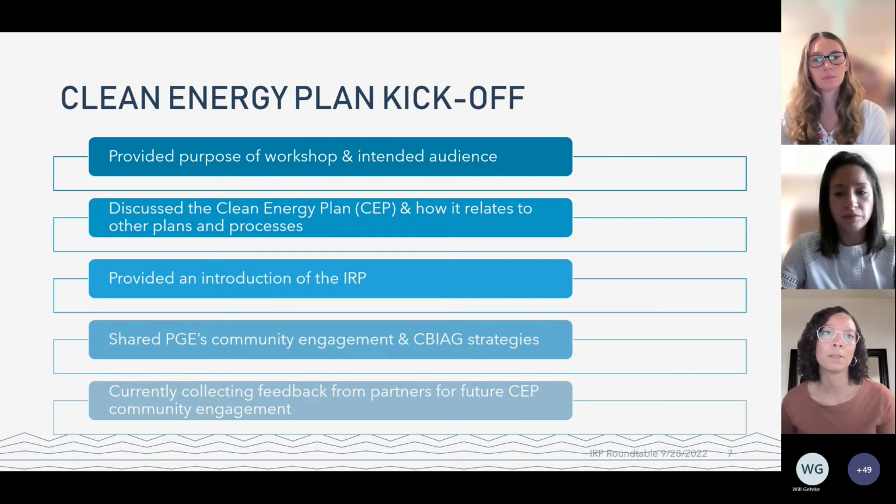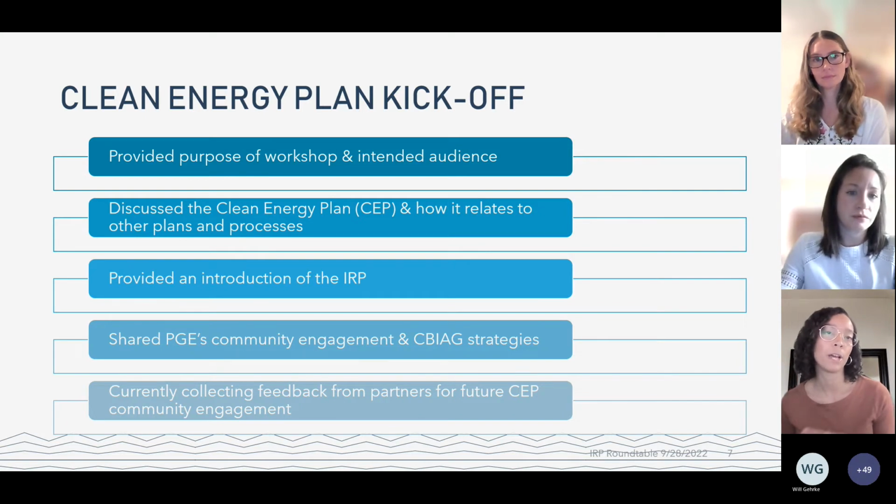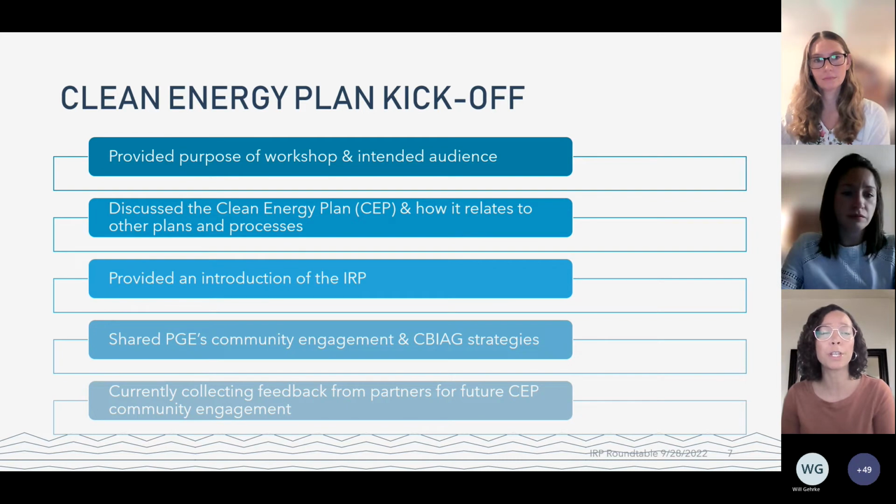Also, what we talked about is how the CEP relates to the IRP, which you folks are familiar with, and the DSP. They're all kind of connected, but like I said, the Clean Energy Plan is new for us. Then Tomas, who you all are probably familiar with, provided a brief overview of the IRP to this audience who may not be familiar with the work of the IRP. We just wanted to, once again, level set and connect the dots of how the IRP relates to the CEP and other plans.